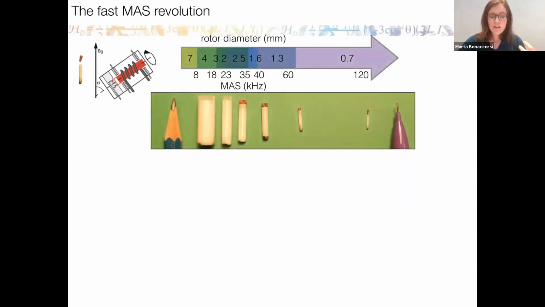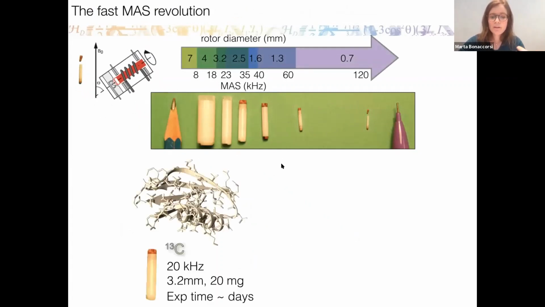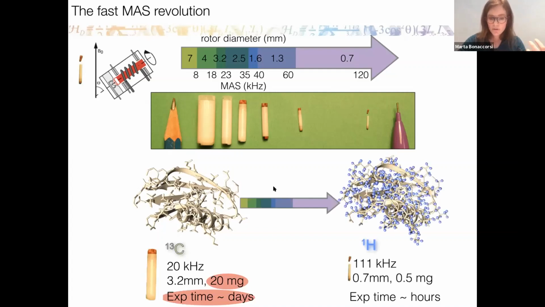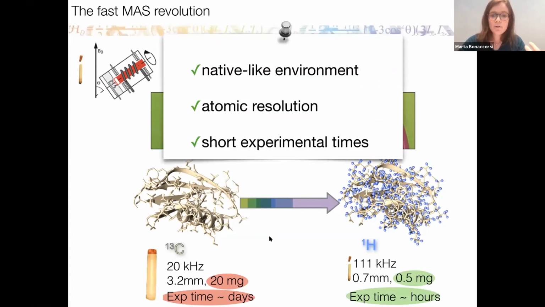Today, thanks to the current developments in NMR instrumentation, we don't need to rely on carbon detection, which is affected by low sensitivity, but can instead use proton detection in fully protonated protein, which combines high sensitivity and atomic resolution, using only some milligrams of sample. So overall, with magic angle spinning NMR at fast MAS, we can investigate our membrane proteins in a native-like environment with atomic resolution and with short experimental times.